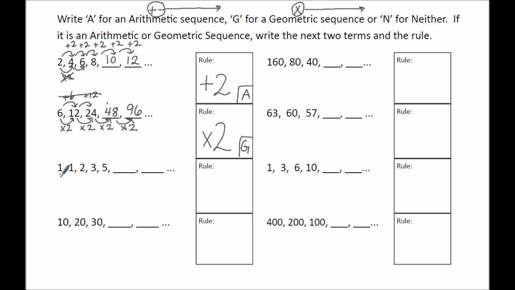For this next pattern, I'm going to see that it gets bigger, but I'm going to add 0, then I'm going to add 1, and 2 plus 1 is 3, 3 plus 2 is 5, and that's not the same number all the way through. So this is not going to be an arithmetic sequence. Even though it's addition, it's not an arithmetic sequence. This is going to be neither arithmetic nor is it geometric. This is actually called the Fibonacci sequence.